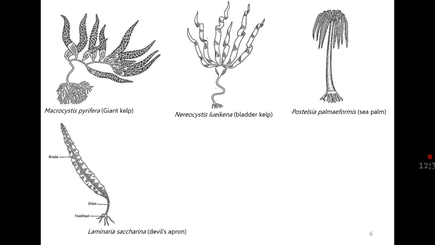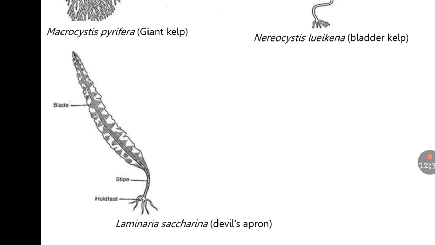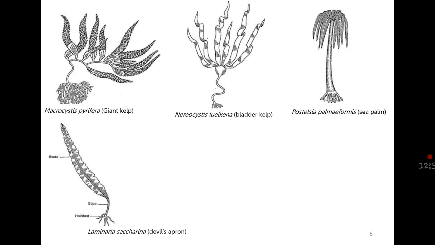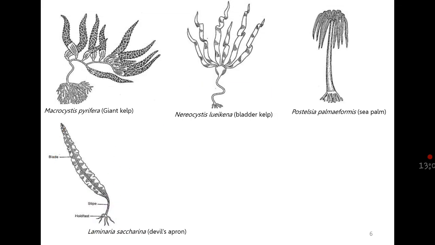Here you can see another species, Laminaria saccharina, called devil's apron. Here again you will find a leaf-like blade, what looks like a leaf is called blade. Below it is the stipe and below that the holdfast. So this is the arrangement of Laminaria, isn't it? Typical leaf-like structure, then the stipe and below it the holdfast. So this is the speciality of Phaeophyta, isn't it? Leaf-like structure, foliaceous thallus.